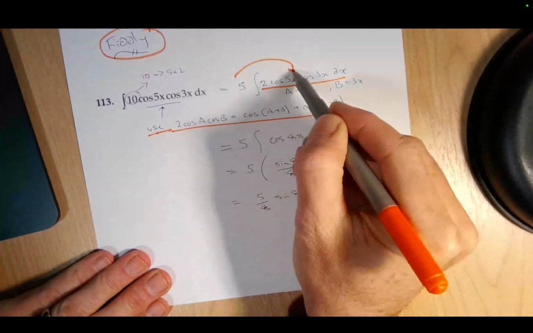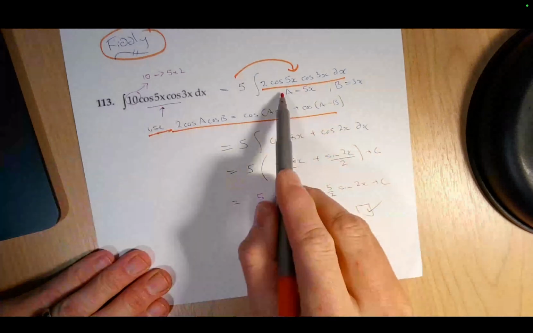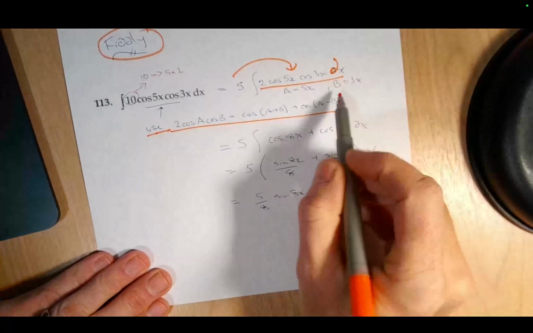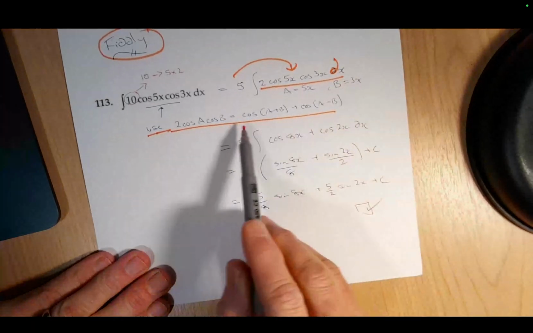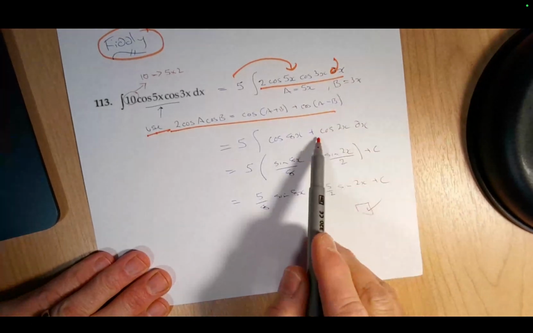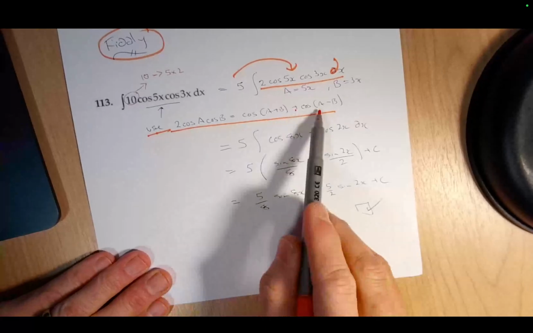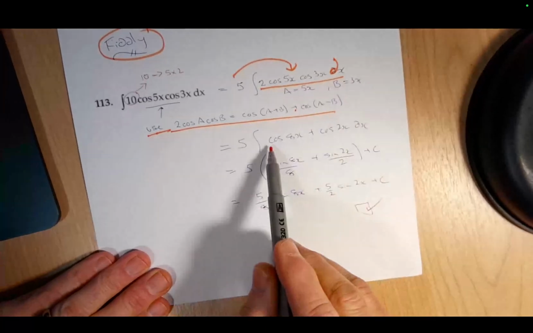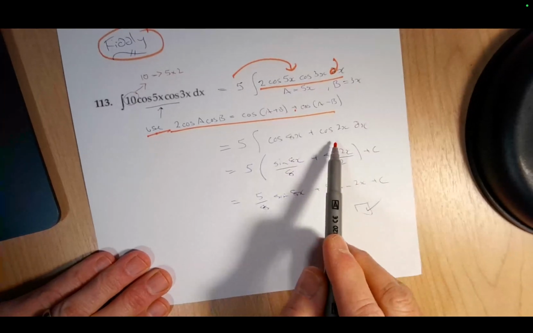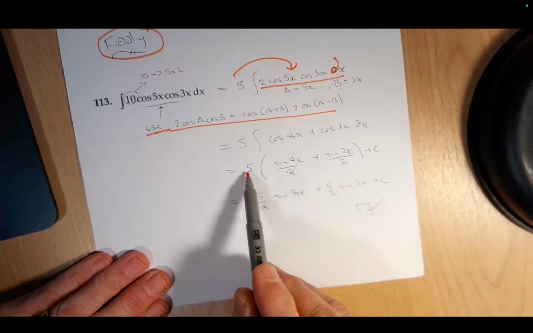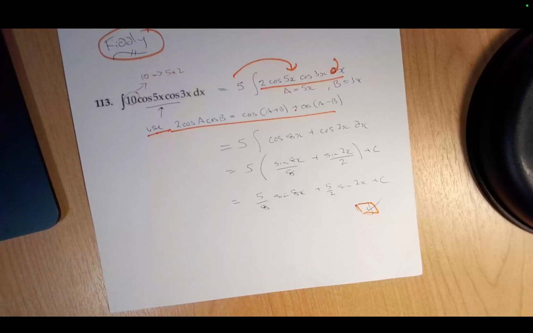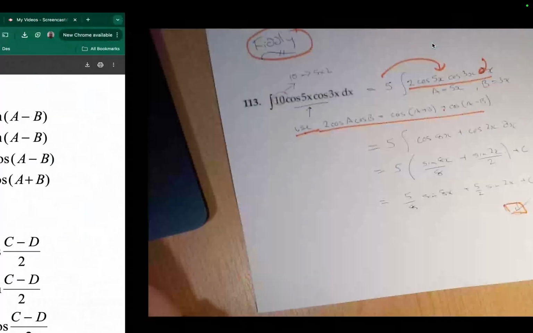So this here, trust me, is the same thing as this. And we're going to say A equals 5x, B equals 3x, and plug it into here. So this thing here can be rewritten as cos, 5 plus 3 is 8, plus, because it says plus here, 5 minus 3 is 2. Integrate cos goes to positive sine, divide by 8. Integrate cos 2x goes to sine 2x, divide by 2. Bring the 5s in. And there we have our answer.